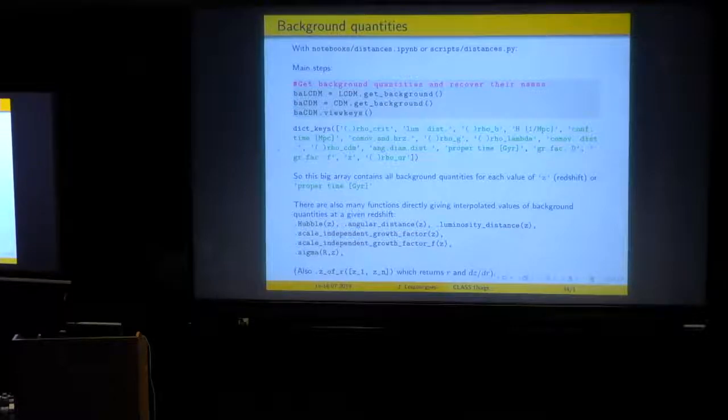Okay, so we have here the luminosity distance. We have the comoving distance, we have the angular diameter distance, we have the proper time in gigayears, the linear growth factor, the density of ultra-relativistic components. So once I have this array, I'm free to plot my quantities using as an x-axis the redshift, or the proper time, or the conformal time.